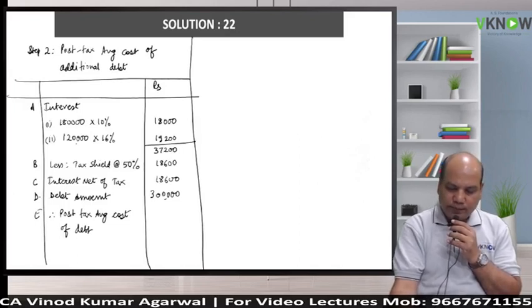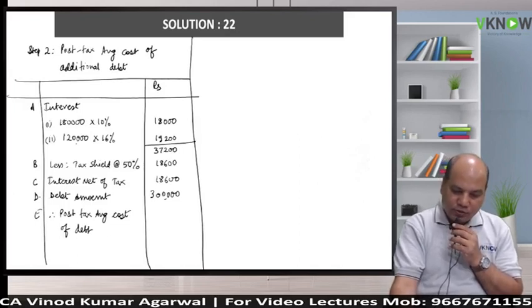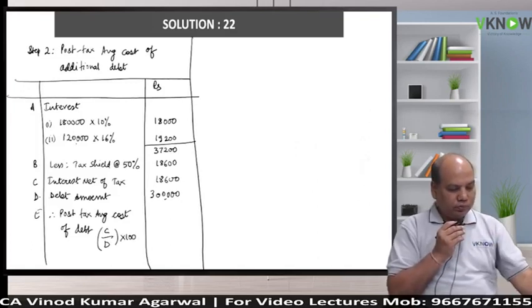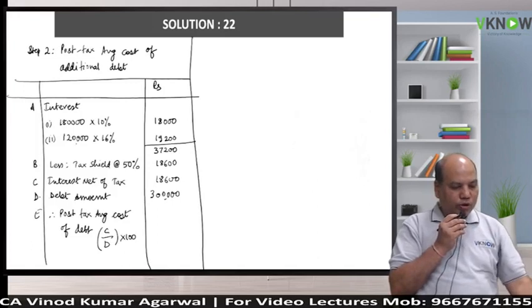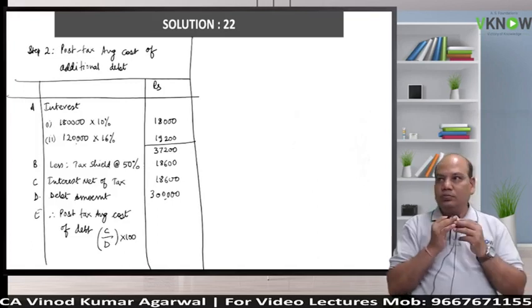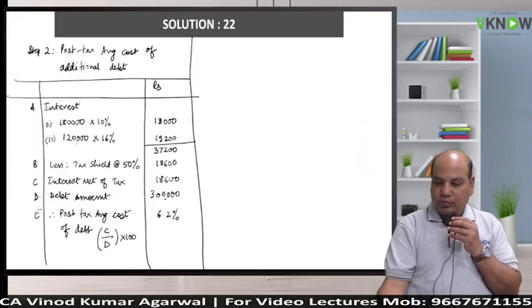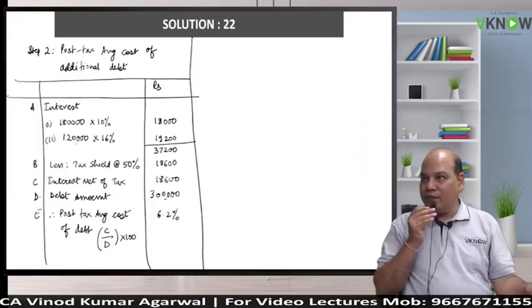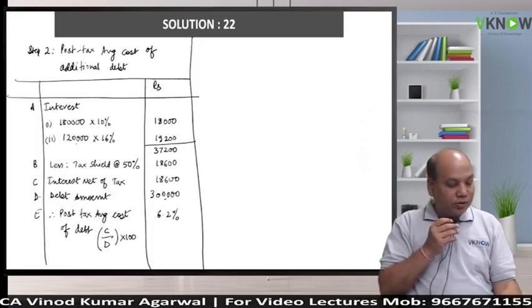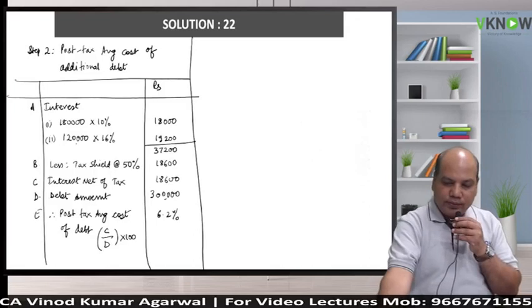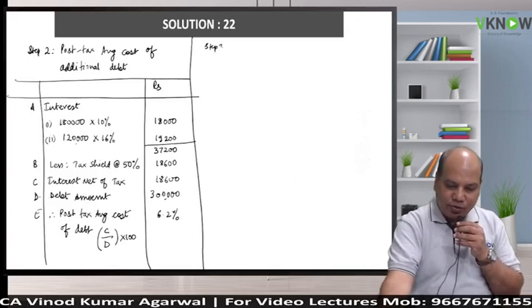Any query? No, sir. You will say C divided by D into 100. 6.2%. Anybody vouching for 6.2%? Anybody certifying 6.2%? What is your third question? Cost of retained earning and cost of equity. So write down step 3. Cost of equity.